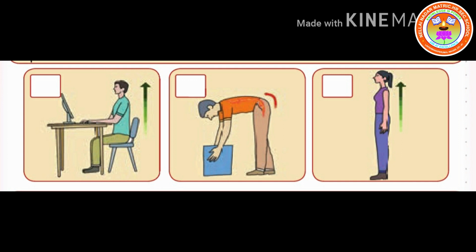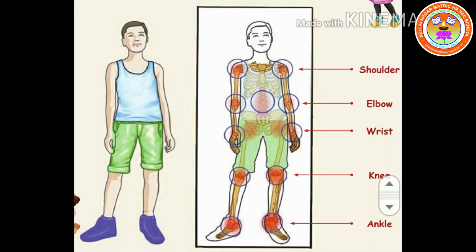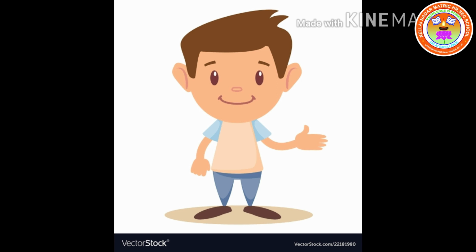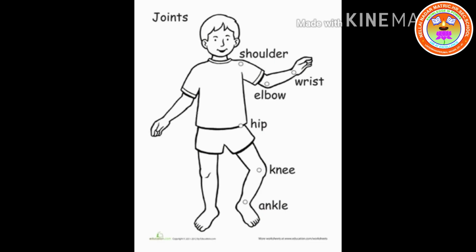Now, these bones give us a proper shape. When you sit, it is a proper shape of sitting. When you stand, it is also a specific shape of standing. That is your posture. Then, when you jump, it also is a shape. So, all these things are performed through bones.